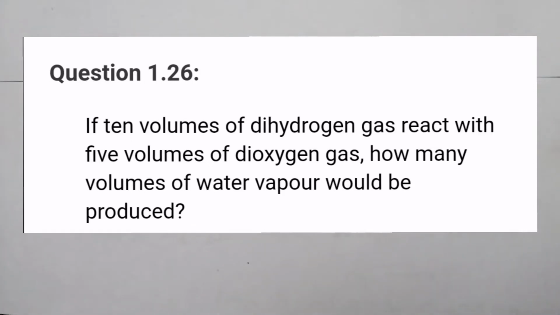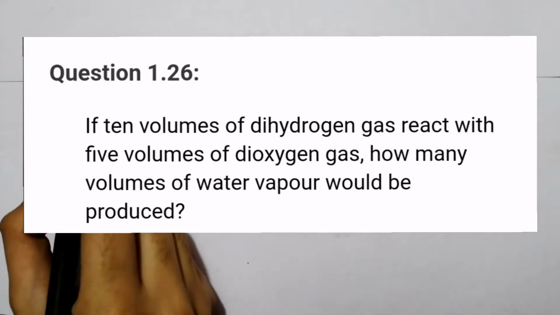Hi everyone. First question for the day is question number 26 of the chapter Some Basic Concepts of Chemistry. This question says if 10 volumes of dihydrogen reacts with 5 volumes of dioxygen gas, how many volumes of water vapor would be produced? We are provided in the question that dioxygen and dihydrogen are reacting together to provide water vapor.